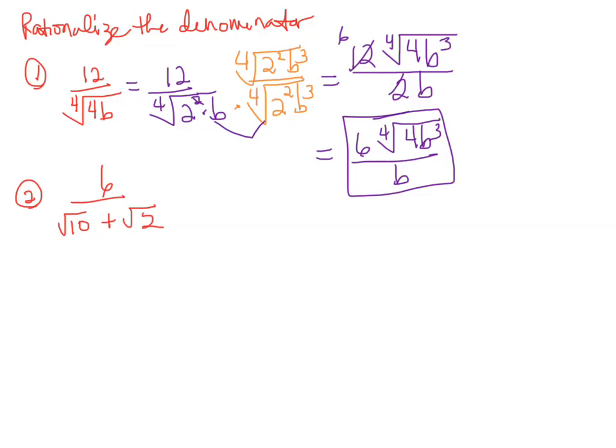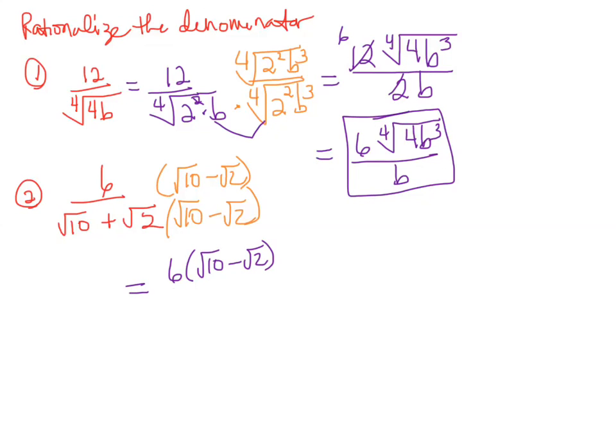Now in problem 2, we have 2 terms in the denominator, and it doesn't matter if only one of them or both of them are radicals. But the only way then to get rid of all the radicals in the denominator is to multiply by the conjugate of radical 10 plus radical 2. So I'll go ahead and use radical 10 minus radical 2 in the numerator and the denominator. So I'm still multiplying by some form of the number 1.